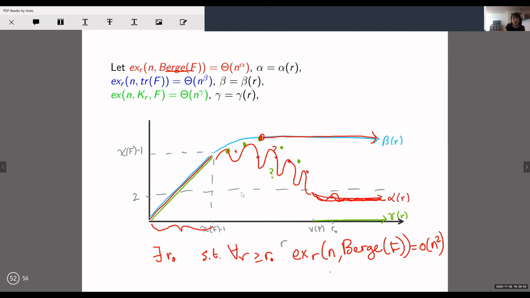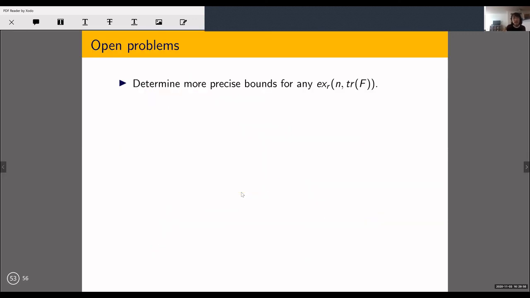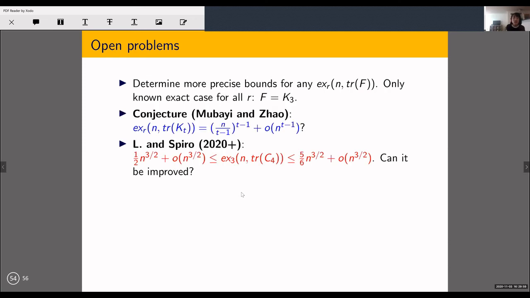So there's still pretty much everything in this range open, even for non-bipartite graphs. Let's look at a couple more open problems. Again, I said earlier that the only known exact case for forbidding the trace of F was for the case where we forbid the trace of a triangle. So everything else is open. You can try to attack that, or you can try to attack this conjecture by Mubayi and Jiang for forbidding the trace of K_t, but now for any r. Is this the correct order?